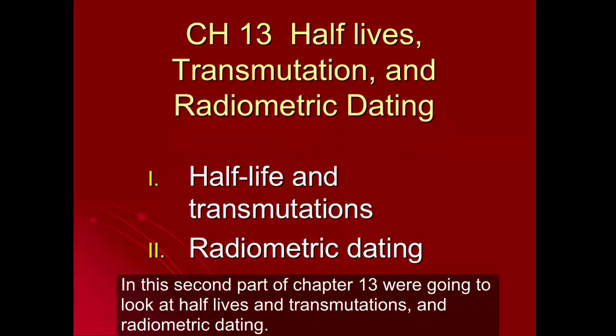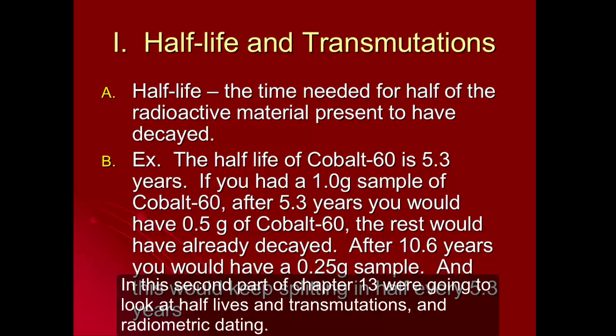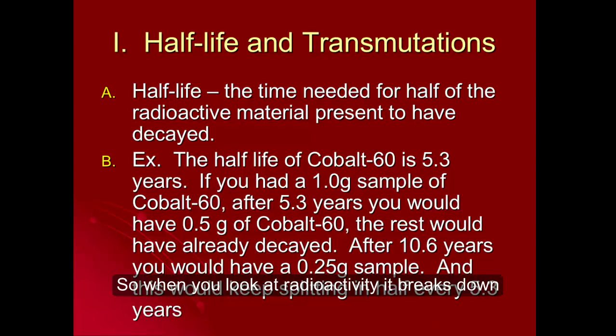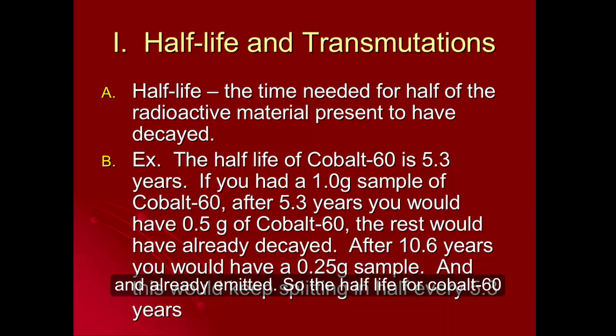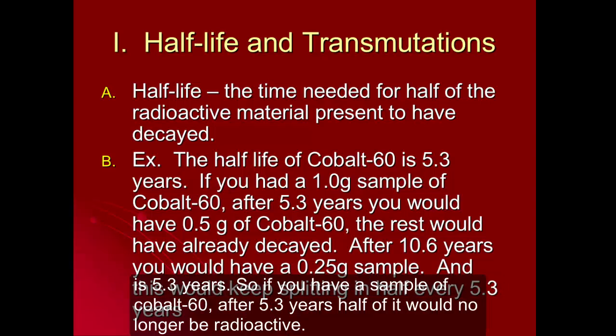In the second part of Chapter 13, we're going to look at half-lives and transmutations and radiometric dating. So when you look at radioactivity, it breaks down by half portions. A half-life is the time needed for half of the radioactive material that's present to have broken down and already emitted. The half-life for cobalt-60 is 5.3 years.